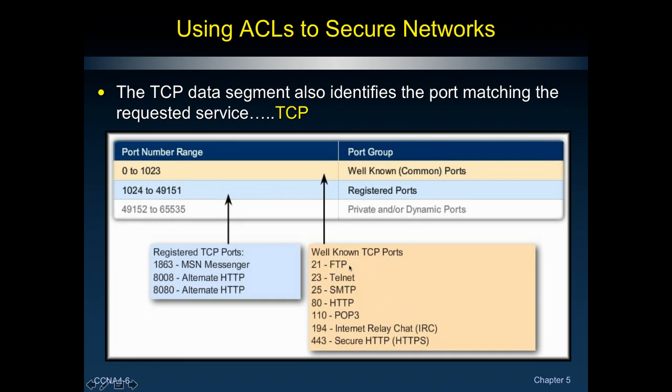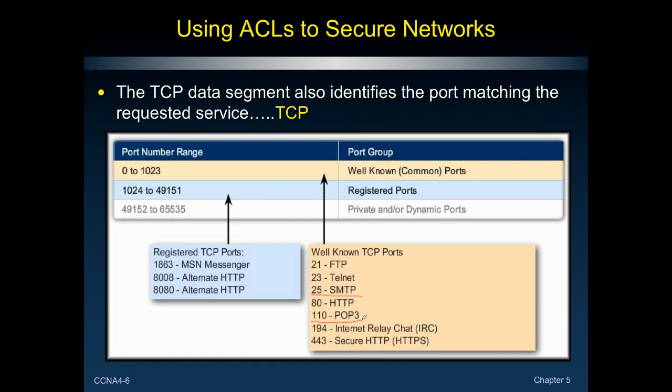Like for example, if you want to permit or deny FTP services, we use port 21. All right, like I said previously, if you want to allow email packets, we use port number 25. Then we have port 110, and another one, which is the port for IMAP.